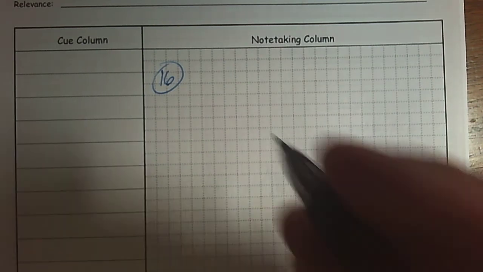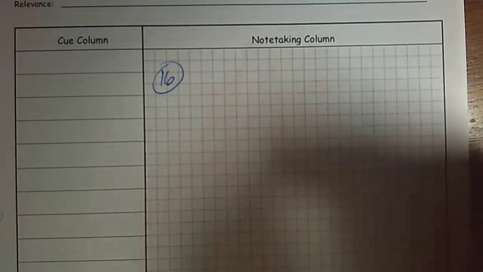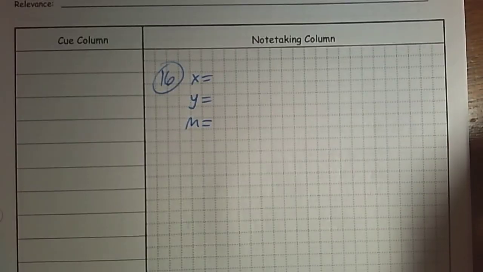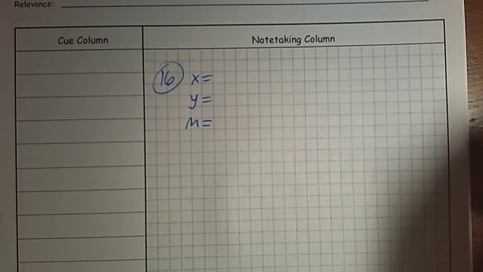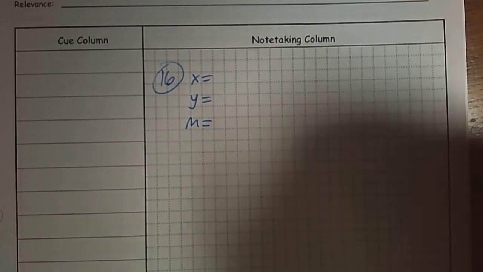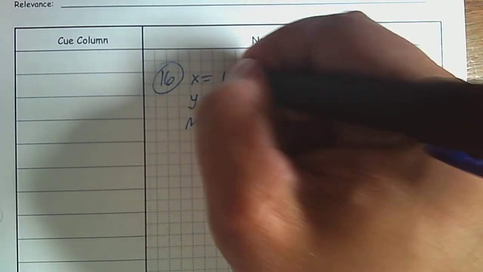So in number 16 it says find an equation of a line tangent. So equation of a line tangent means, here's my template: x equals, y equals, m equals. And it says to the graph y equals 3 to the x when x equals, and you'll need a calculator. So I'm going to use it. So x is 1.2.